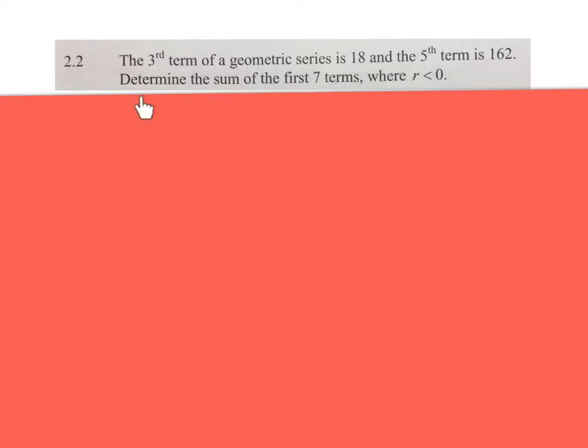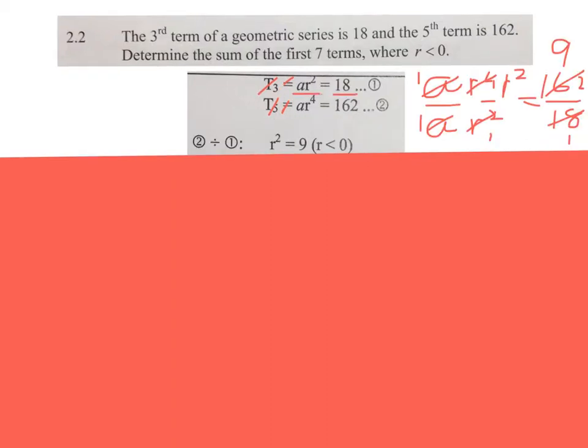Second question, the third term of a geometric series is 18 and the fifth term is 162. Determine the sum of the first 7 terms where the rate is a negative. You put that information into maths terms first. Then we go for simultaneous equations.